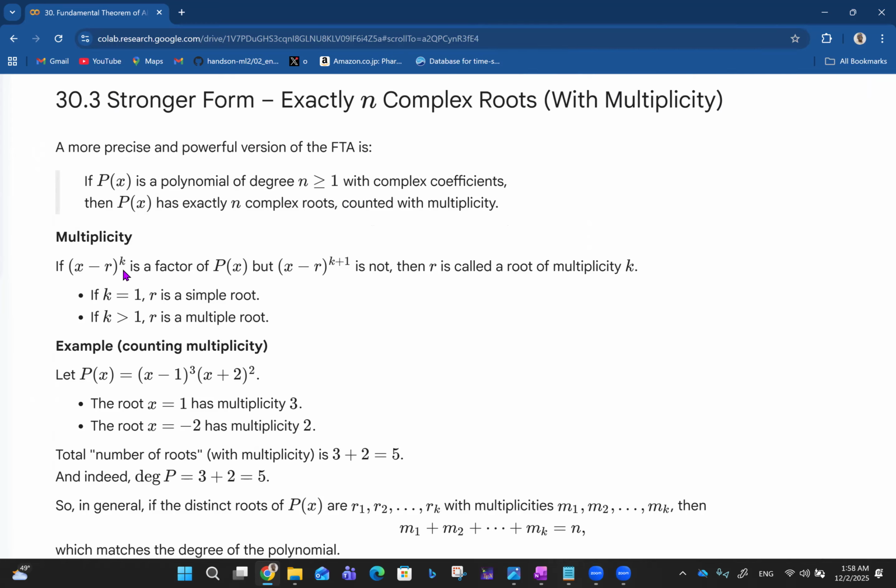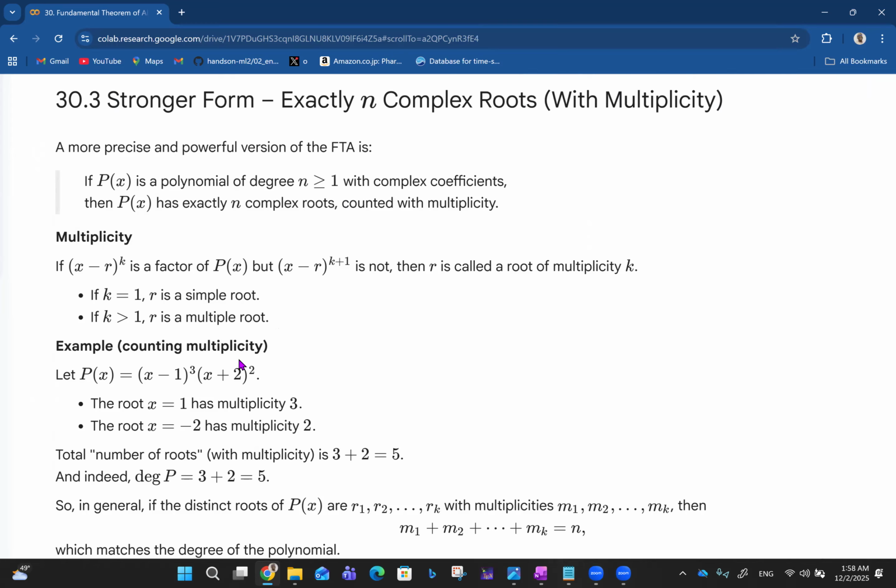So the multiplicity idea, of course, we've talked about. In fact, I made a special video on it, and I've mentioned it in several other videos. If (x minus r) raised to the power k is a factor of p of x, but (x minus r) raised to the power k plus 1 is not, then r is called a root of multiplicity k, right? So if k is 1, r is a simple root. But if k is greater than 1, for example if you have (x minus 2) raised to the power 3, that means you have x equal to 2 three times. So if k is 1, you have a simple root. If k is greater than 1, you have a multiple root, something of multiplicity greater than 1.